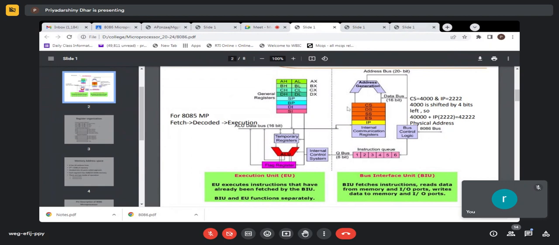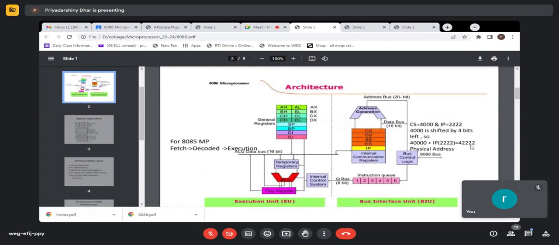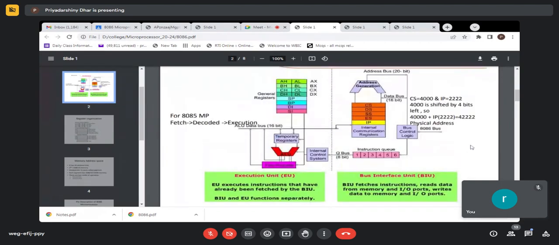Now, next is our execution unit. This is the general purpose register. SP indicates the stack pointer. BP indicates the base pointer. I will explain everything. DI indicates the destination index. SI indicates the source index. And another is our temporary register, ALU and flag register. That is under our execution unit. Now this is the internal control system, that means our timing and control system, which is also part of our execution unit.